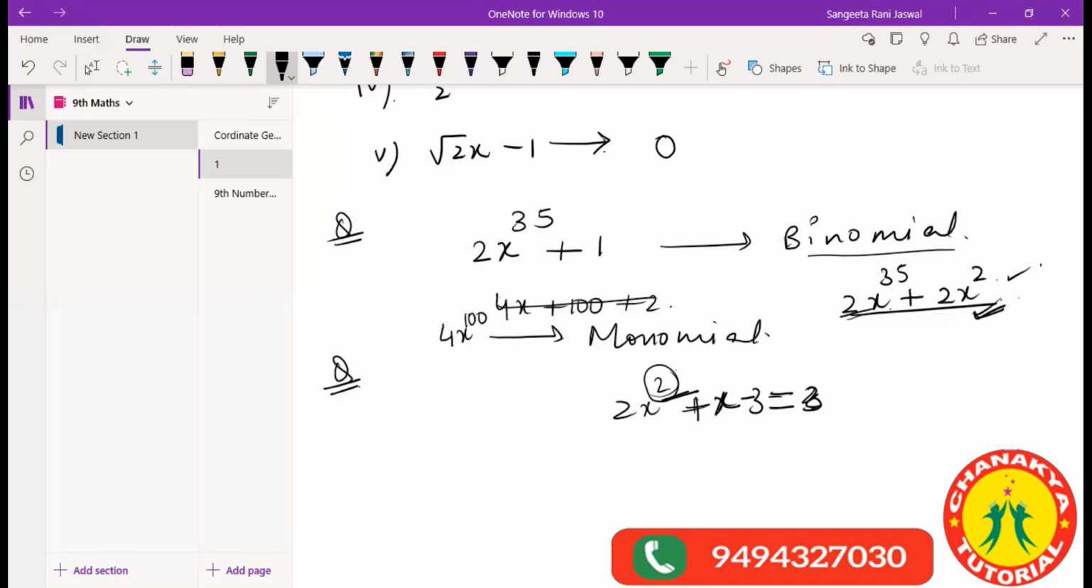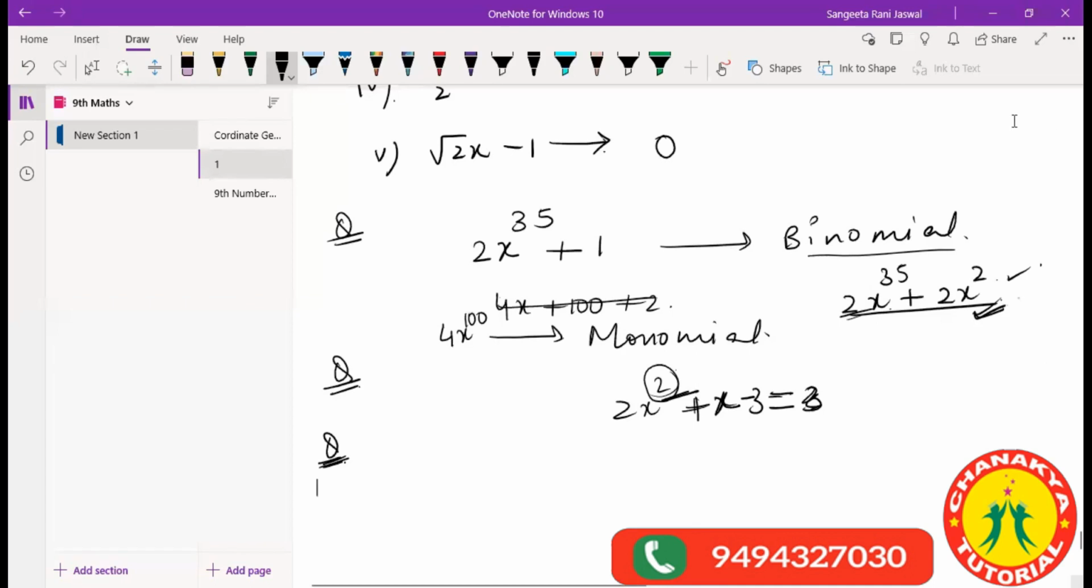Okay, ma'am. Okay. So write the degree of each of the following polynomials. Children, we'll continue this in the next class, shall we? The class, ma'am, next tomorrow.